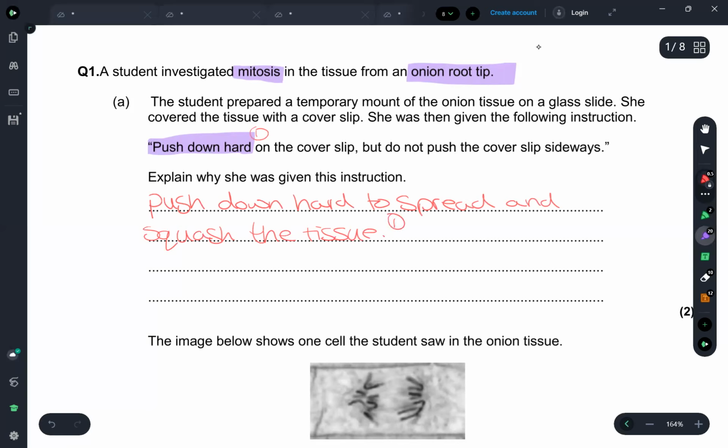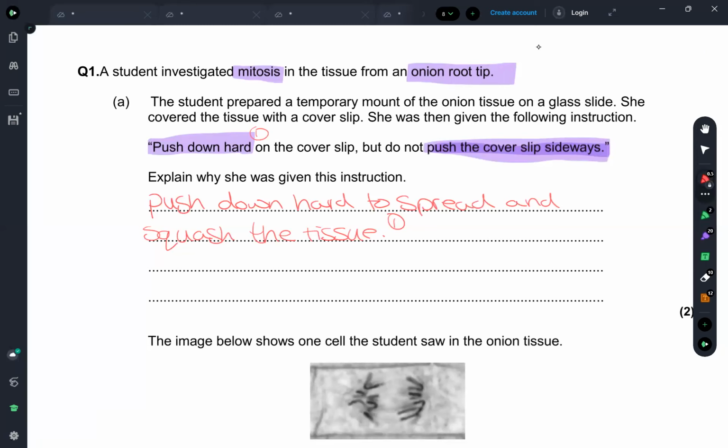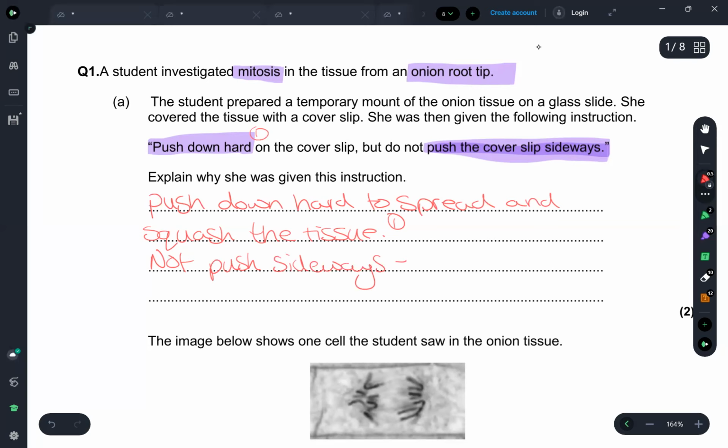The second part of the mark is going to come from, but do not push the cover slip sideways. So why don't we push the cover slip sideways? Let's have a look at that. Well, we don't push the cover slip sideways, and that is to avoid rolling the cells together, breaking the chromosomes.